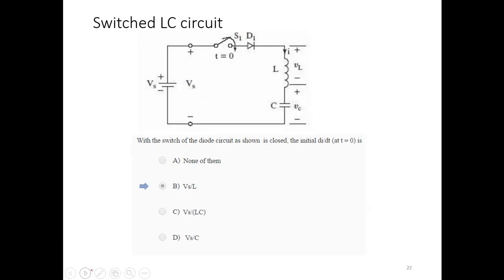Now another one we look through. The switch of the inductor is closed. What is the initial di/dt of the circuit? At the beginning, the voltage across the capacitor will be zero. All the voltage will appear across the inductor. Because remember, the capacitor voltage is equal to 1 over C integral of i dt. At the beginning, there is no current, so there is no voltage across the capacitor. All the voltage will appear across the inductor. That means the initial di/dt will be VS by L.